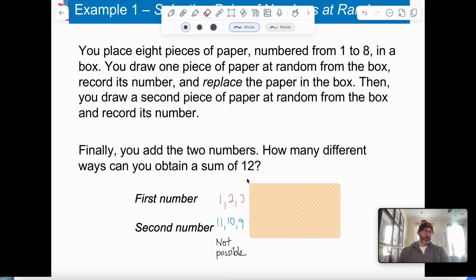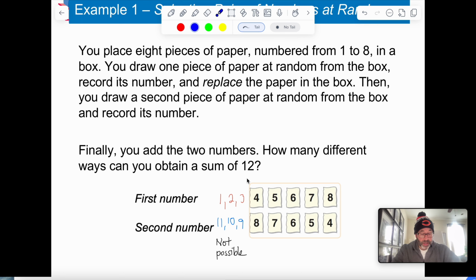If I was to pick first a 1, a 2, or a 3, so let's say I reach in the box and pick a 1, a 2, or a 3 out of the box. In order to get them to add up to 12, I would need to pick an 11, a 10, or a 9 so that they actually do add up to 12, right? 1 plus 11, 2 plus 10, 3 plus 9. It's not possible. My pieces of paper are only numbered from 1 to 8. I don't have a 9, 10, or 11. So this scenario, we can go ahead and take it off the table. It's just not possible.